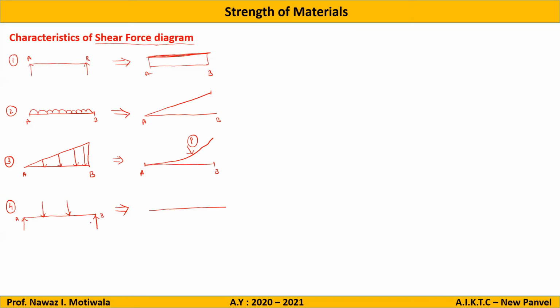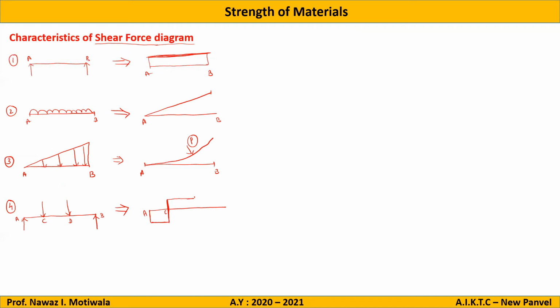At this point A, there is a vertical force, hence there will be a vertical line because there is a point load here. Now, let us say this is point C and point D. Between points A and C, there is no load, so it will be a horizontal line as per characteristic 1. Then at point C comes the vertical load. So at vertical load, the shear force changes drastically and it is shown by a vertical line. So it will be a vertical line depending on the magnitude. Then again, between C to D, there is no load, so there will be a horizontal line.